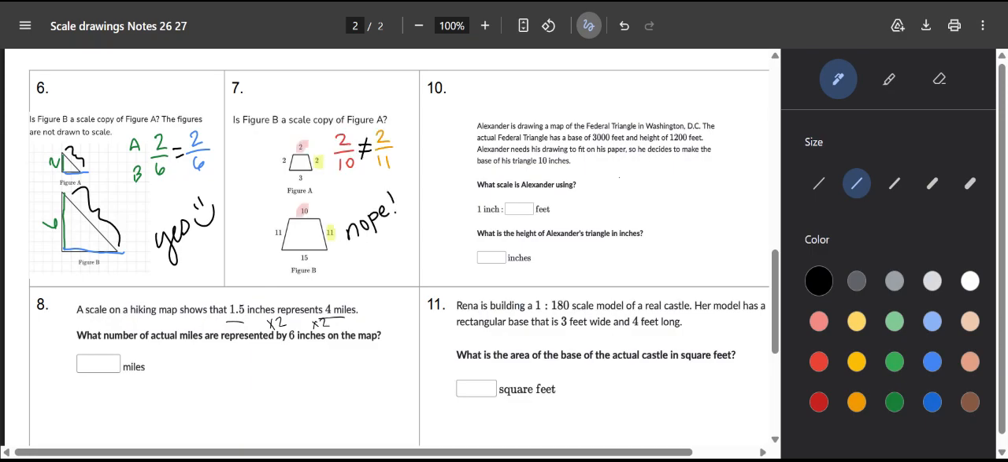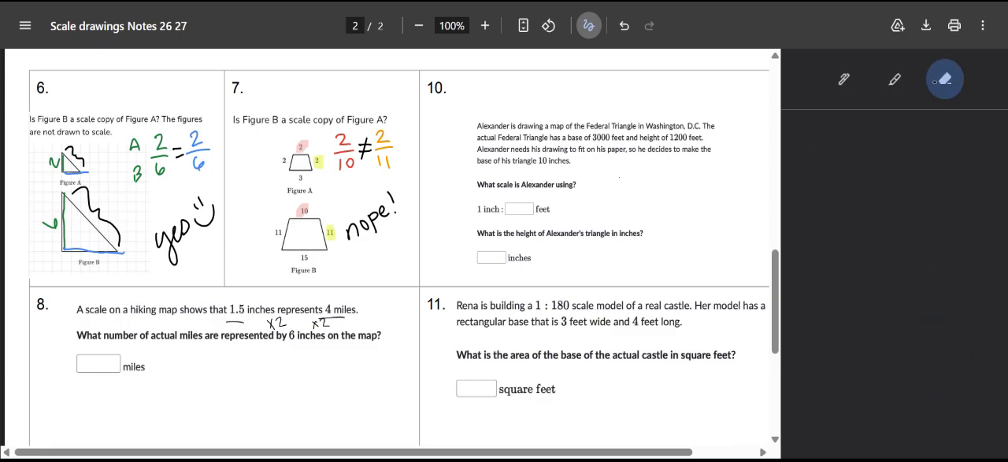Welcome back. You can see here I only looked at 2 of the sides. That's all I needed to figure out if this was a scale copy. The answer is no, because that short side on top of the trapezoid has a length of 2 in figure A and a length of 10 on figure B. That's 2/10. In the slanted side, you've got a length of 2 on figure A and 11 on figure B. We know that 2/11 is not equal to 2/10, so that cannot be a scale copy.